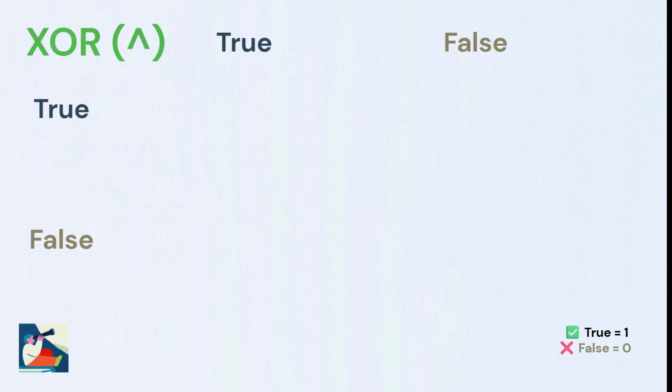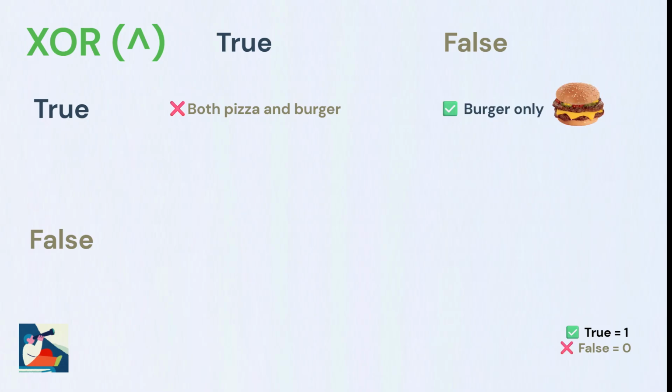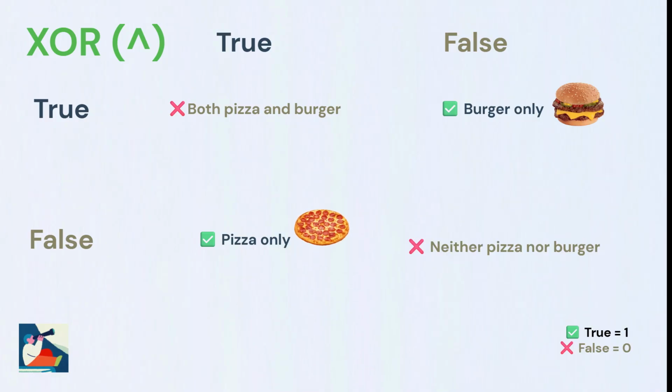With the pizza and burger example, let's look at the possibilities. You decide to have both pizza and burger. True and true gives false. But if you have only burger, true and false gives true. Same goes if you have only pizza, false and true gives true. And if you have neither pizza nor burger, false and false gives false. So basically, you can have either pizza or burger, but not both.